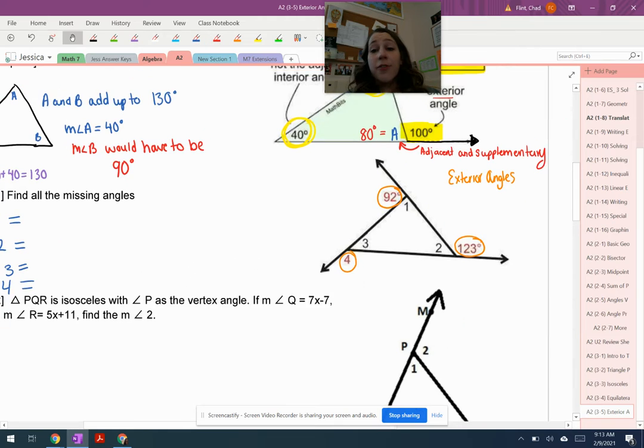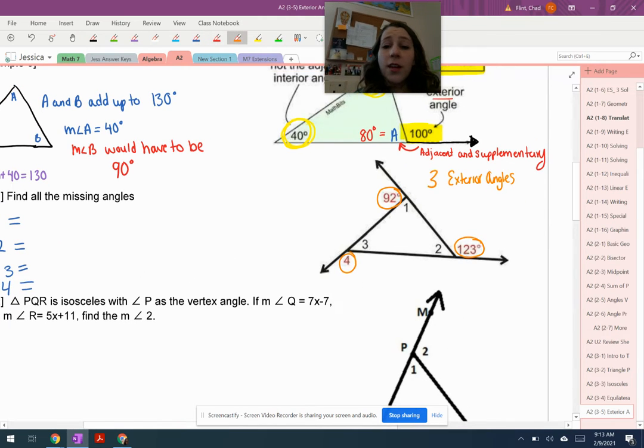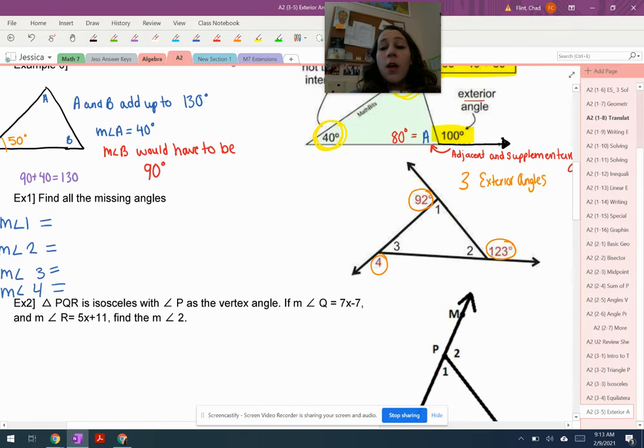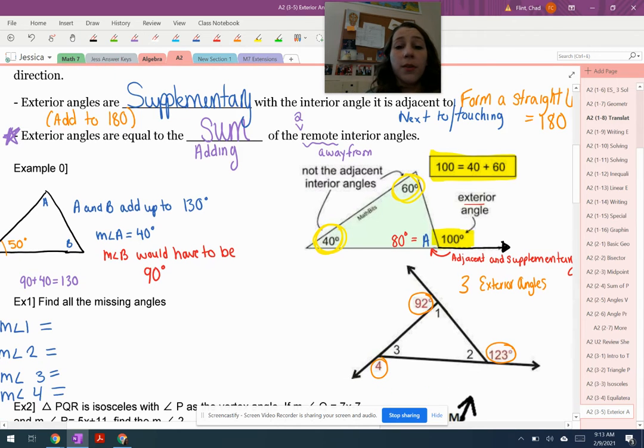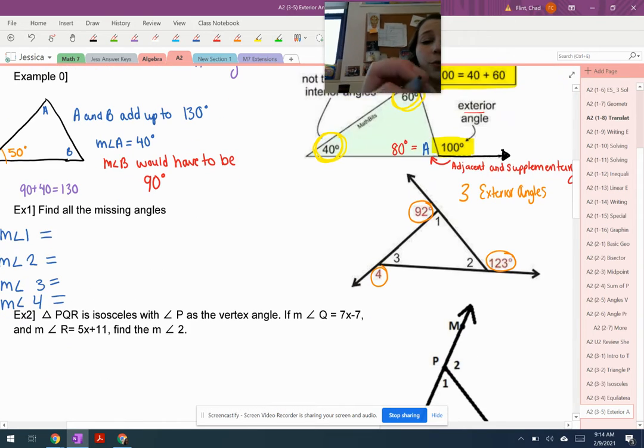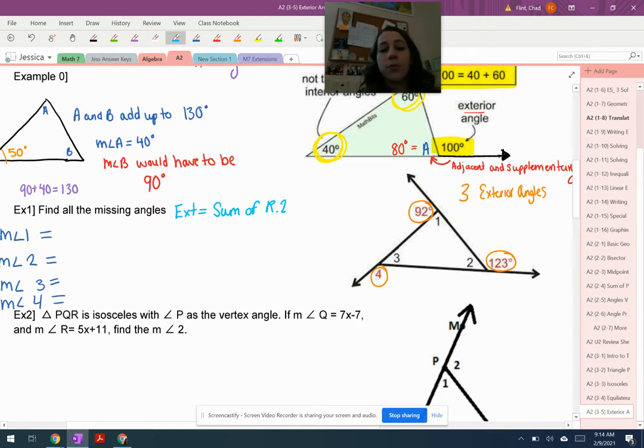All right, and I can see that I have 3 exterior angles from this diagram here, the 92, the 123, and the 4. So, thinking about what I know about exterior angles and the fact that exterior angles are equal to the sum of the remote 2. So your exterior, EXT, is equal to the sum of the remote 2. So, how can we figure this out?